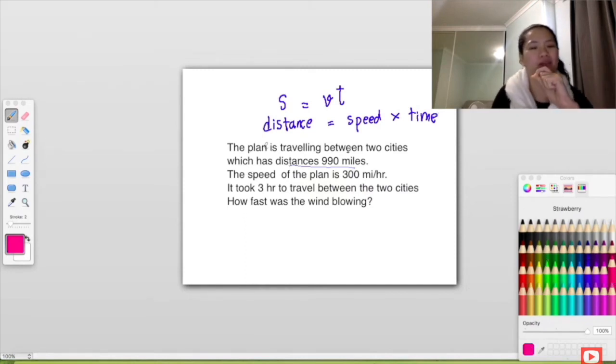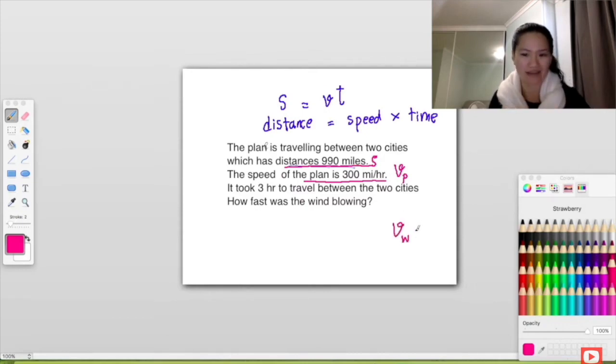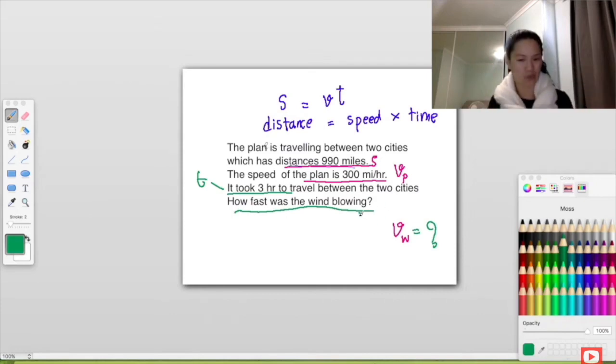Number one, the distance is 990 miles. You should know that this one is distance, that means S. And the speed of the plane is 300 miles per hour. I give that V, but because it's the V of the plane, I say VP. If I say VW, that means speed of the wind. The one that we want to find out is here. And it took 3 hours. That means you know this one is time. What you want to find is how fast the wind was blowing. You want to find speed of the wind, or VW.